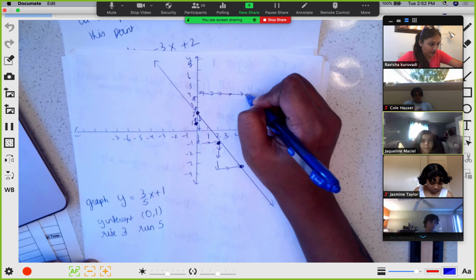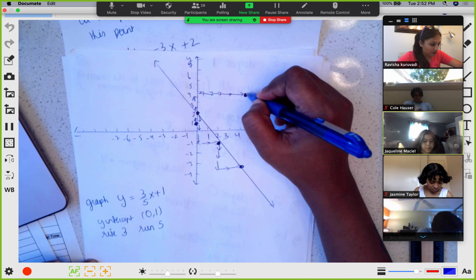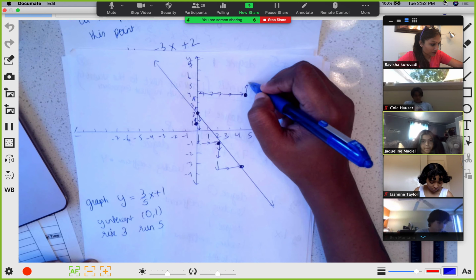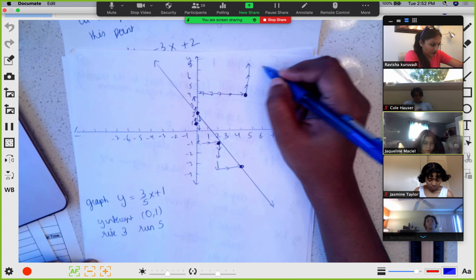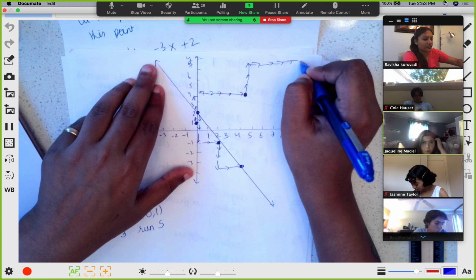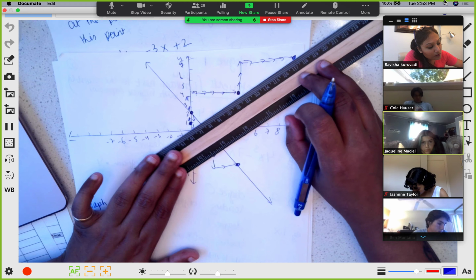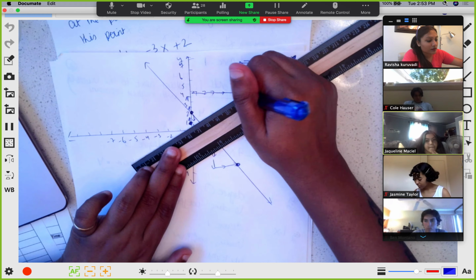Okay. I need one more point. I need 3 points at least. What's my next step? And then you do the same thing. So you go up 3, and then you move over to the right 5 times. 1, 2, 3, 4, 5. I reached this point. Perfect. And then you join this.